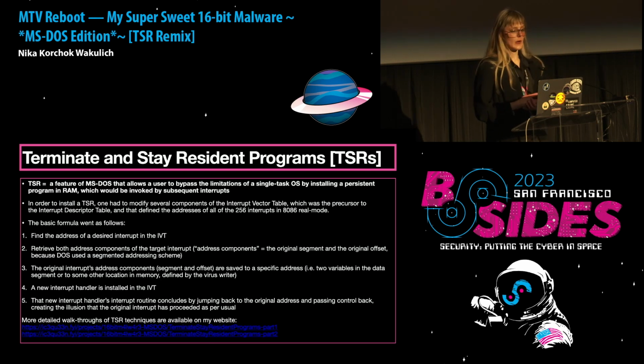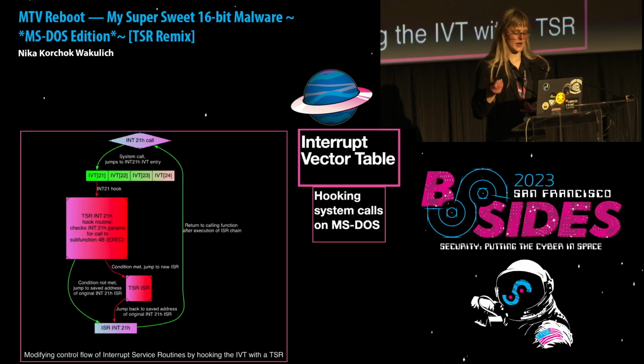There's a lot of text there, so I will spare you all of that, and we have a nice diagram right here. So I'm going to go through the process of installing a TSR in the most straightforward way. It starts by retrieving the address of a desired interrupt that you want to hook. You find the address of that interrupt from the interrupt vector table. You retrieve both of the address components of the target interrupt, the segment and the offset, again because DOS used a segmented addressing scheme.